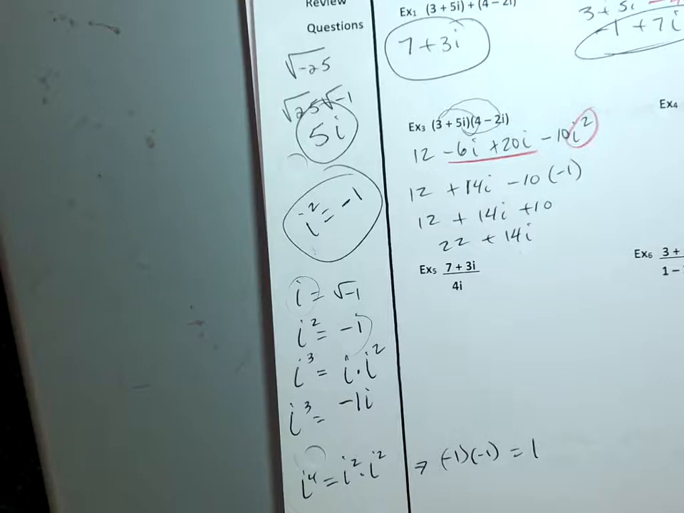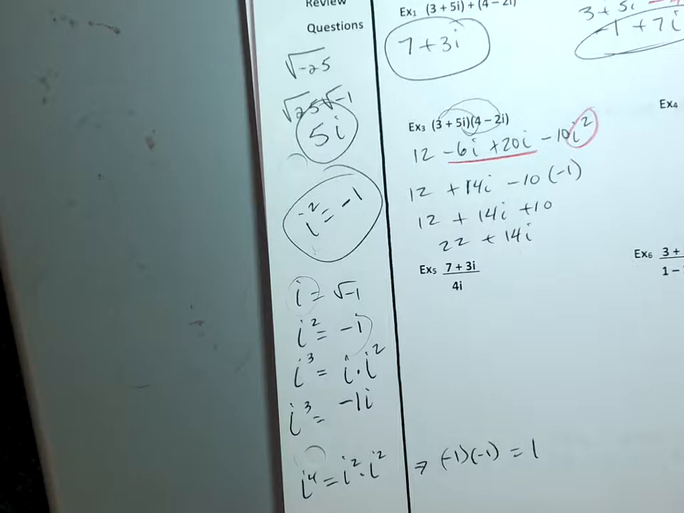What's i to the 6th? Negative 1, because it is i to the 4th times i squared. What's i to the 4th? 1. And so is i to the 2nd, negative 1. It's just a pattern repeating over and over. So it's going to be 1 times negative 1, which is negative 1, right?